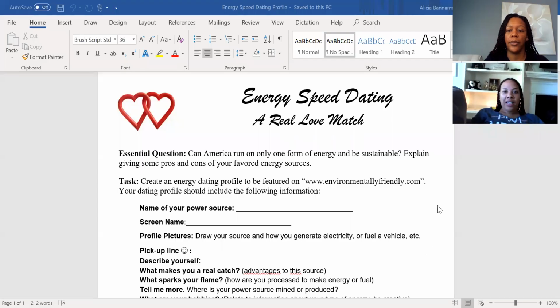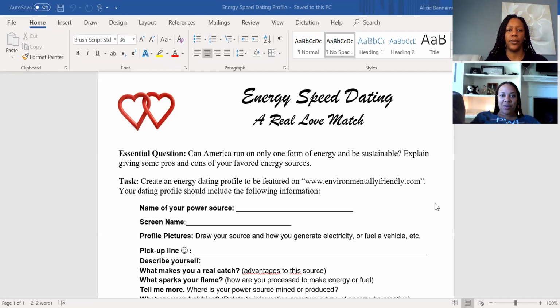Okay, so energy speed dating. It says a real love match. We're looking at how energy is run in the United States. And the essential question is, can America run on only one form of energy and be sustainable? Explain, giving some pros and cons of your favored energy source.